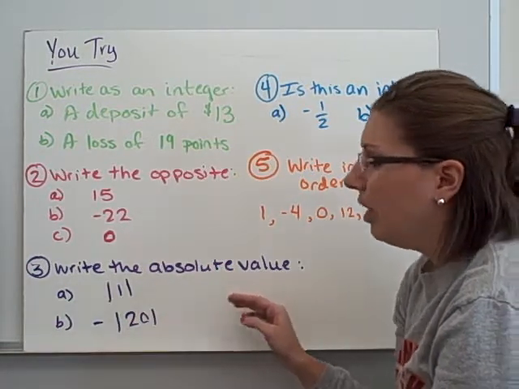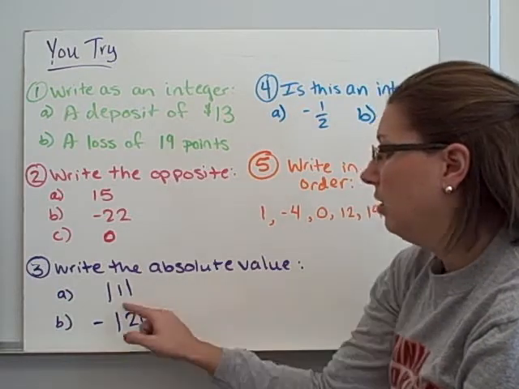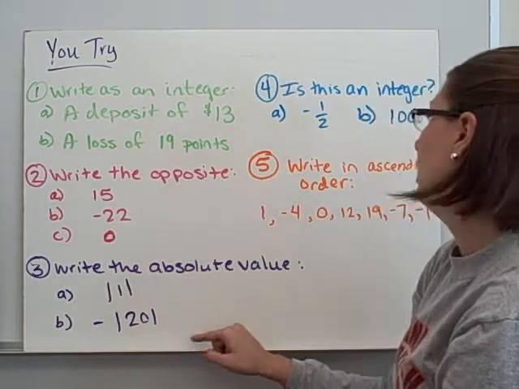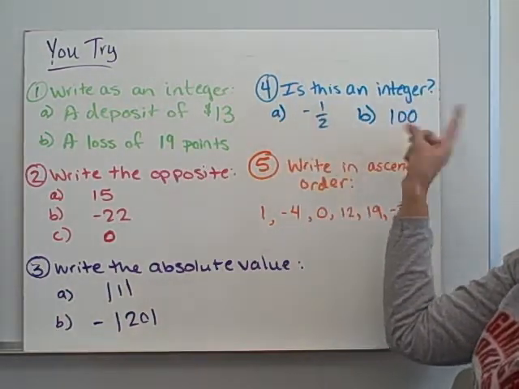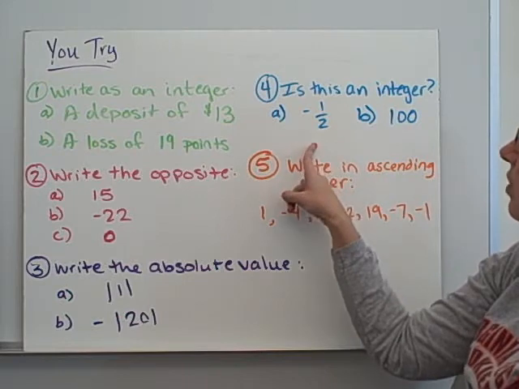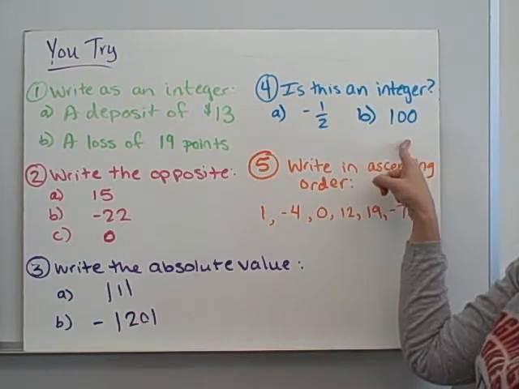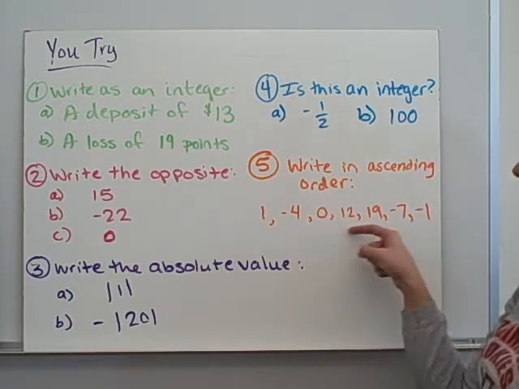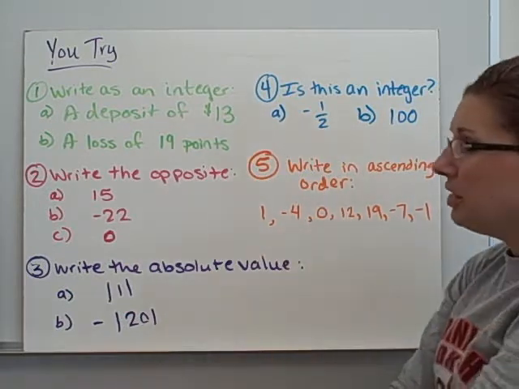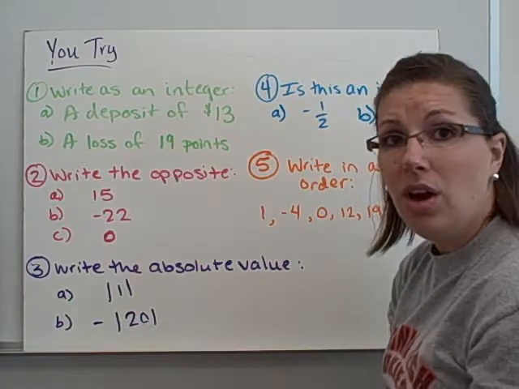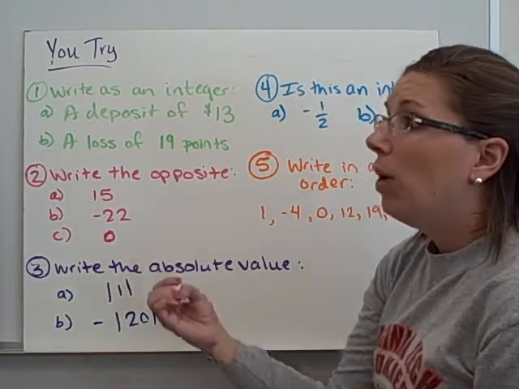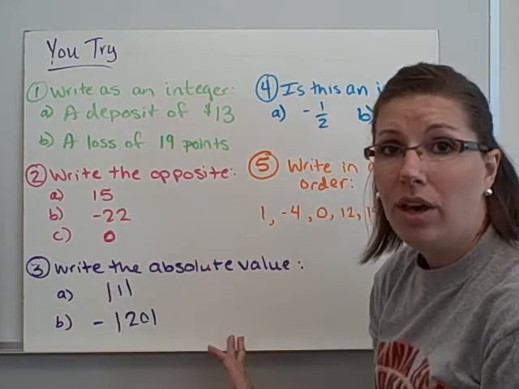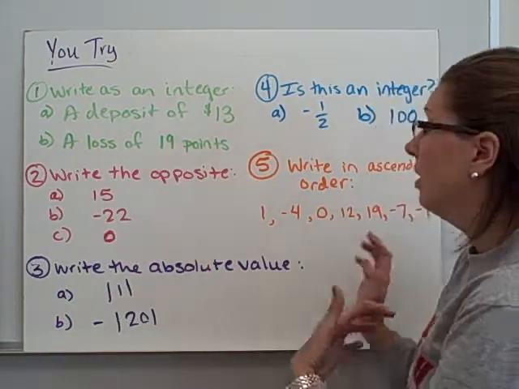Write the absolute value of these two numbers, the absolute value of 1, and then the opposite of the absolute value of 20. Number 4, is this an integer, yes or no? Is -1/2 an integer? Is the number 100 an integer? And finally, write these numbers in ascending order. If you need to, just go back in the video and review what these terms mean: integer, ascending order, opposite, absolute value, and decide which is which.